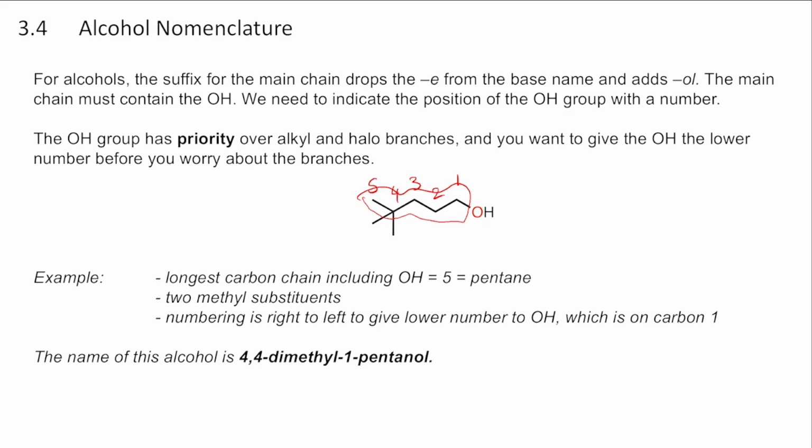A 5-carbon chain is a pentane. Because it's an alcohol, we drop the "e" and replace it with "ol." So this becomes pentanol. We have to put a number in front of the pentanol to indicate the position of the OH. So we're going to put a 1 here because the OH is attached on carbon 1. And then we have 2 methyls on carbon 4. So we would call this 4,4-dimethyl-1-pentanol.